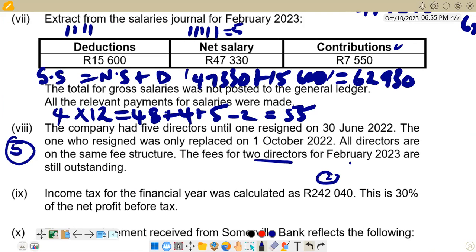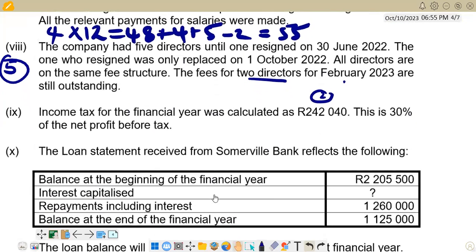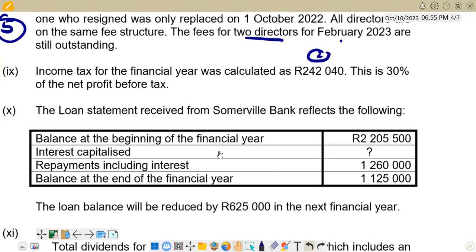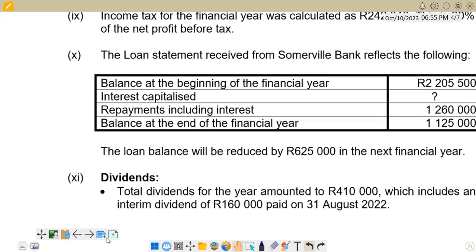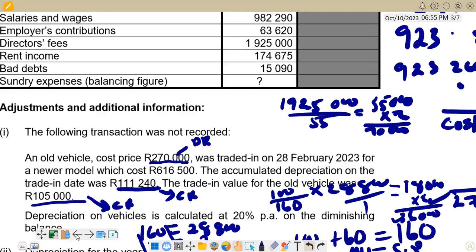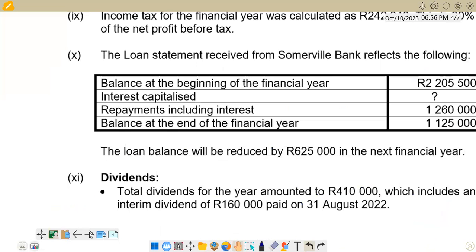If you go on the additional information here, we go to the list of balances to find out what we have also. We have the last one, which is sundry expenses, and there's a question mark and, in brackets, balancing figure. So we are going to find this one as a balancing figure. This is going to be our last expense, and we are going to leave it blank because it's going to be a balancing figure. We'll find it later.